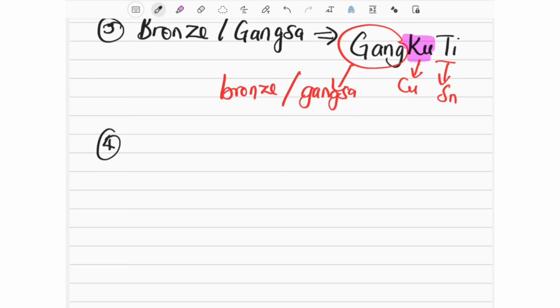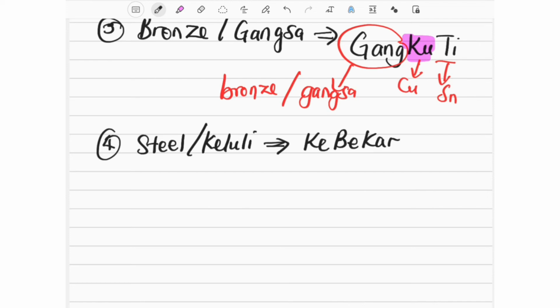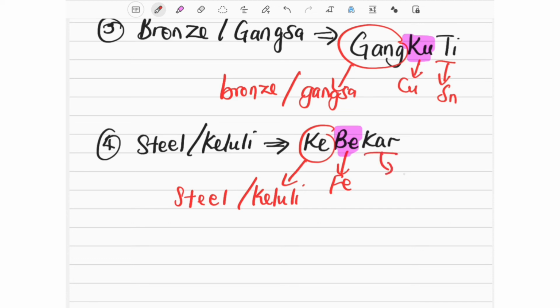Number 4, steel. Keluli. Remember, ke, be, kar. Ke, keluli, or steel. Be is the pure metal, besi, ferrum. Kar is the foreign atom, carbon.